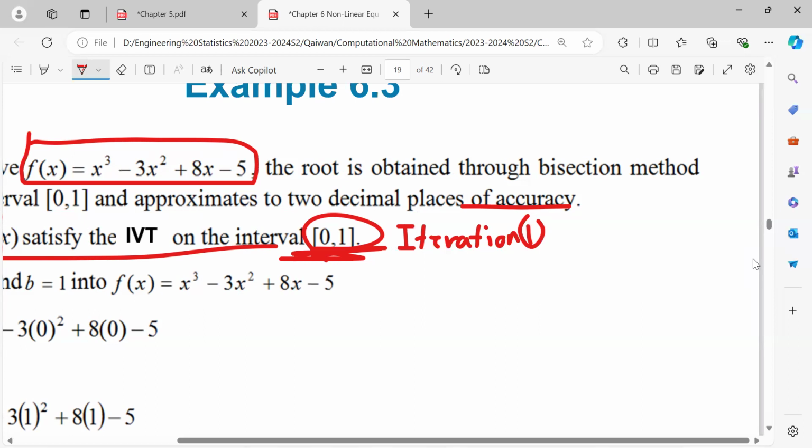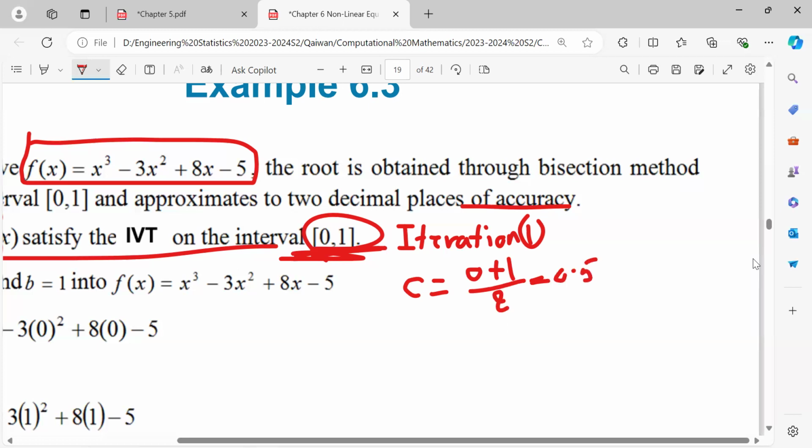For the first iteration, what do we do? Before we start the iterations, we must check the intermediate value theorem. We checked it and it satisfies the theorem, which means we have a root for the function in the interval 0 and 1. If it does not satisfy it, we cannot use bisection for solving it. Now we need to find the midpoint. What's the midpoint here? C is 0 plus 1 divided by 2, which is 0.5.